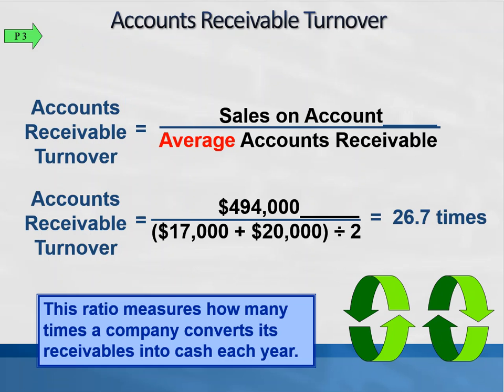Accounts receivable turnover ratio is calculated by taking our net credit sales on account and dividing that by our average accounts receivable. And the way we calculate an average in this class is pretty straightforward. We just take the beginning balance plus the ending balance and divide it by 2. So in this case, the accounts receivable turnover ratio is 26.7 times, which means that on average, accounts receivable turns over completely almost 27 times a year. That'll give you an idea of how many times a company converts its accounts receivable into cash. The higher the turnover ratio, the faster the cash collection.